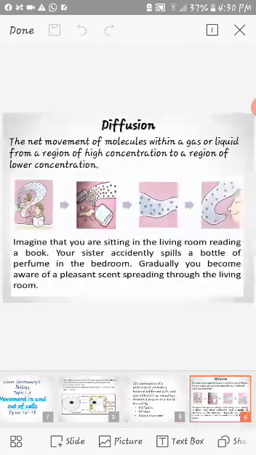Diffusion, as you have already heard before, is the net movement of the molecules within a gas or a liquid from a region of higher concentration to a lower concentration. For example, if someone spills a bottle of perfume in one room, you may be able to smell it even in the second room as well, because the particles of the perfume have spaces between them. Also the gas, that is air, has spaces between its particles.